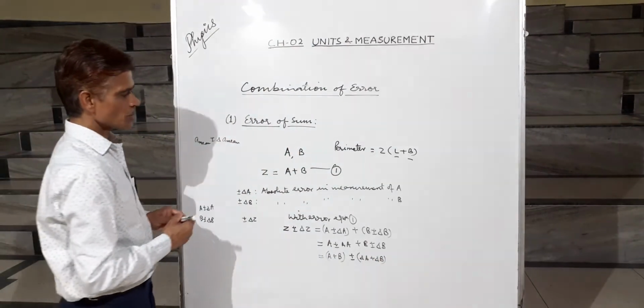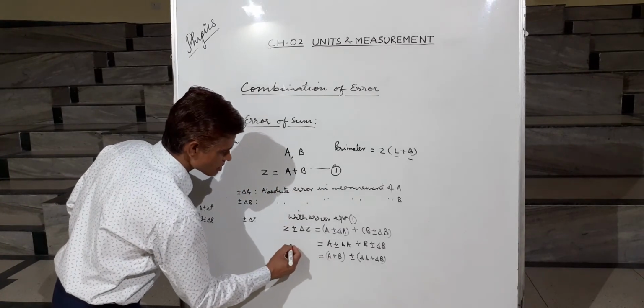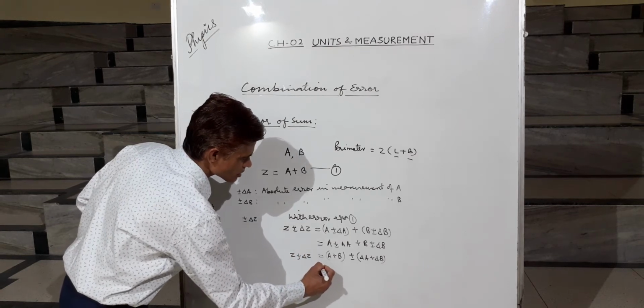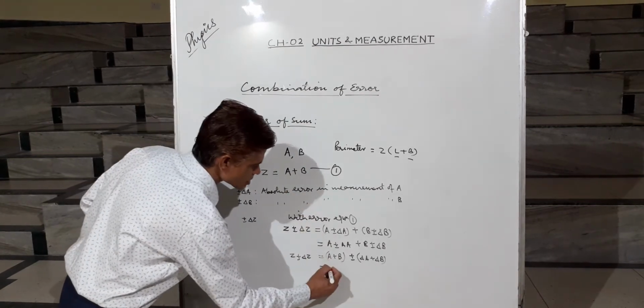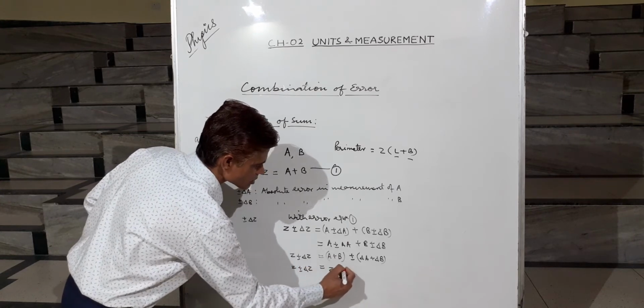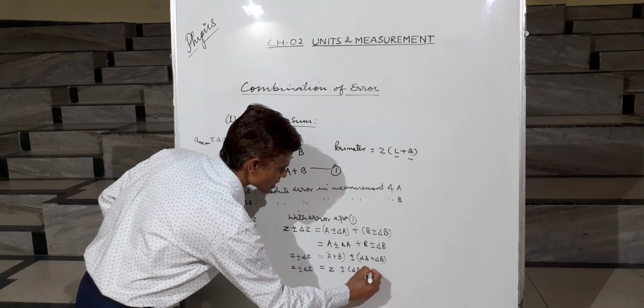Now from equation 1, what is A plus B? A plus B, according to the equation, is Z. So we can write Z plus minus delta Z is equal to Z plus minus delta A plus delta B.